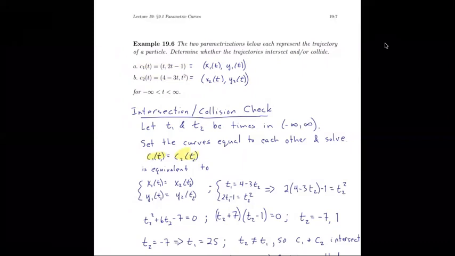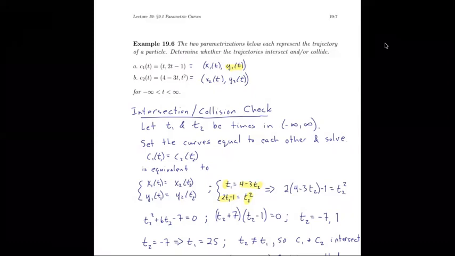What we'll do is build a system of equations based on this. If C1 of T1 is equal to C2 of T2, then that's telling us that the x components match. So this one is equal to this one. And the y components match: y1 of T1 is equal to y2 of T2. What we really get out of this is a system of equations, like I was saying before, in two different variables, T1 and T2. And that's what we see here. This is x1 of T1, x2 of T2, y1 of T1, y2 of T2. Two different equations, two different unknowns.